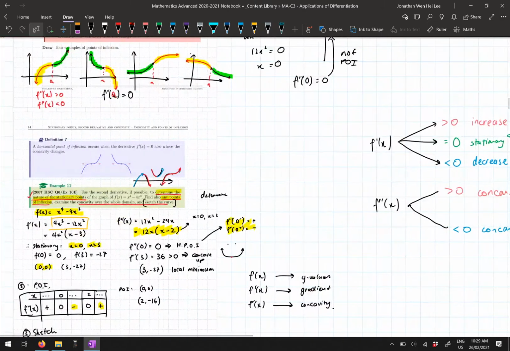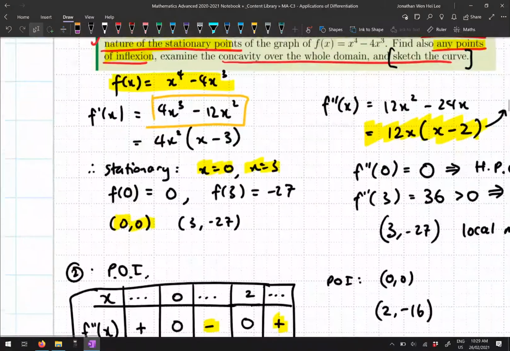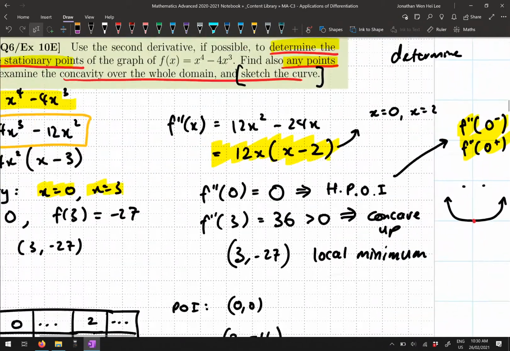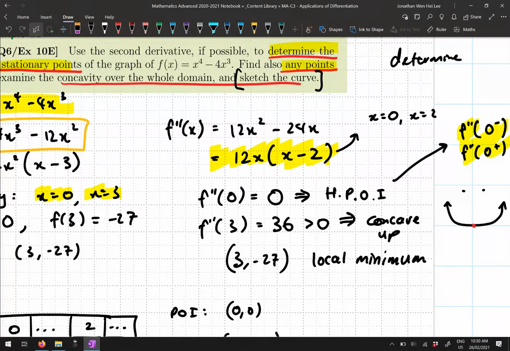So that's what we did over the last couple of lessons. If you remember from yesterday, we were finding the stationary points and determining the nature. If you ever see that question, you just want to solve the first derivative. And there are a few ways you could do it. The way that we were going through is using our second derivative to tell us if it's a local maximum or a local minimum.